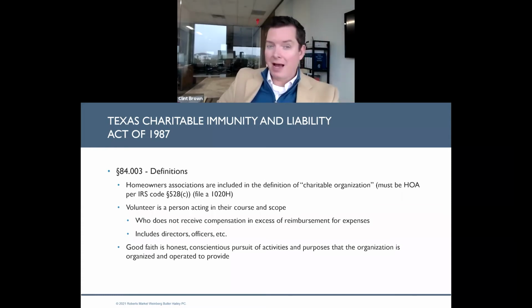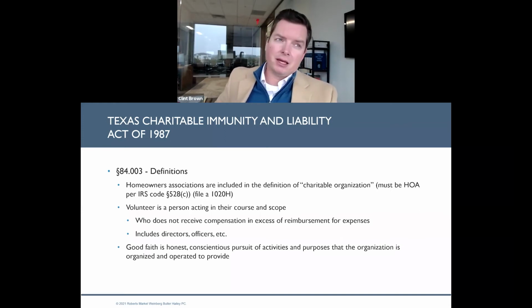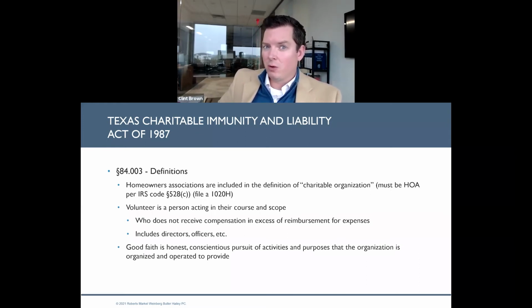Is it really worth getting paid a little bit to lose that immunity protection? Putting my attorney hat on, I think the answer is no. It's just not worth that personal liability risk. Now, again, the caveat is if it's a reimbursable, if it's something that you spent money on and you're seeking reimbursement, that is okay. That is not compensation. And also, if you're offering a service to the association, let's say you're a contractor and you're providing some service to the association, but you're also on the board, that may not pull you out of the Texas Charitable Immunity and Liability Act, but there are some additional statutory requirements you've got to comply with if you are going to do that.